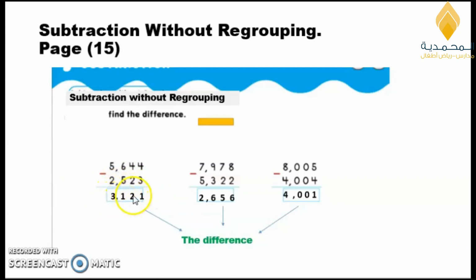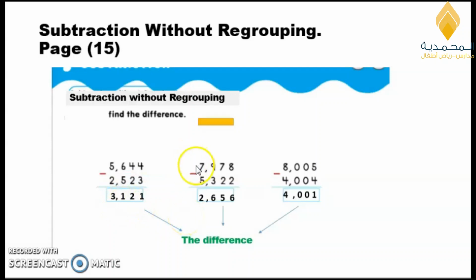Okay, so this is the answer of the subtraction. This is the difference. So the answer is the difference. When they ask you to find the difference, you should make a subtraction. So this is the answer and this is the difference. The answer is the difference.